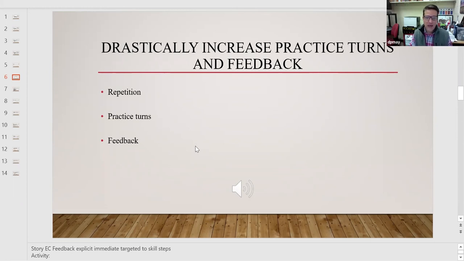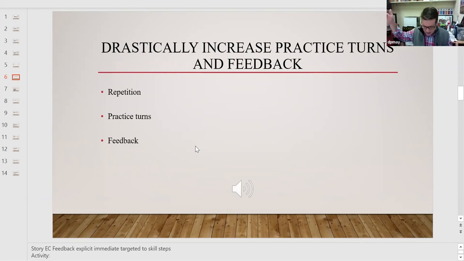So the whole time you're providing these opportunities for repetition, you're providing these scaffolding activities, and you're providing practice turns, then you're also circulating as a special education teacher amongst those groups, and you're getting a feel for what type of feedback they may need by actually watching what they're doing, looking at the responses.